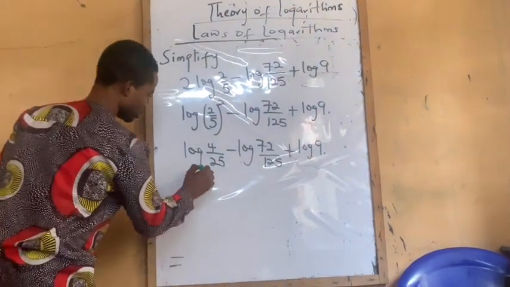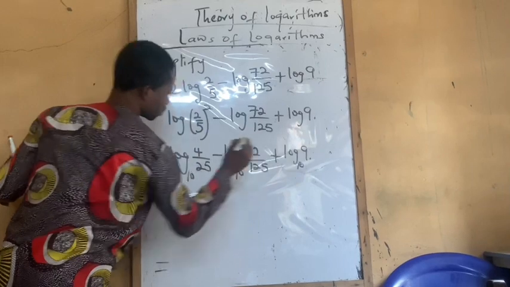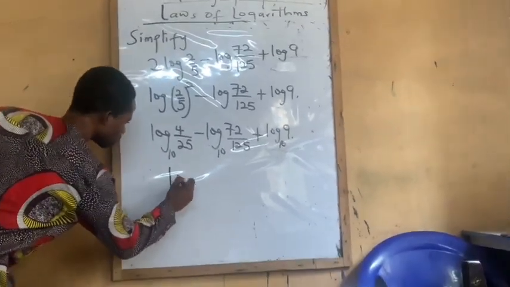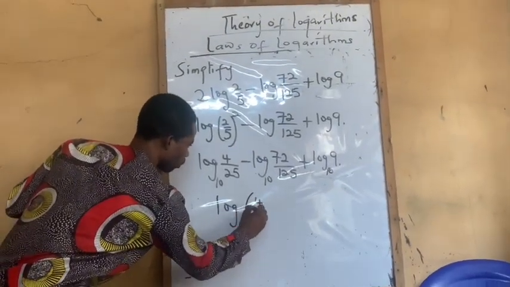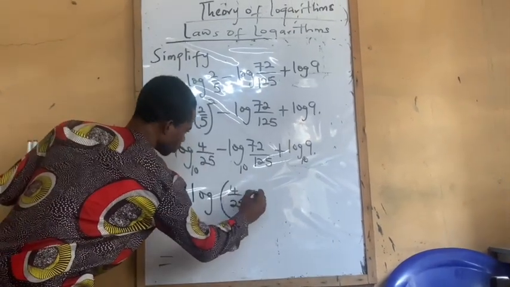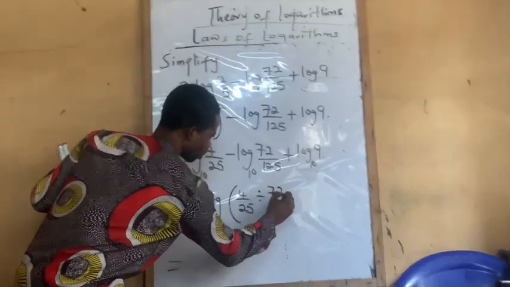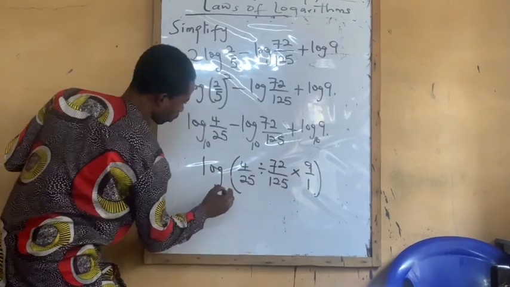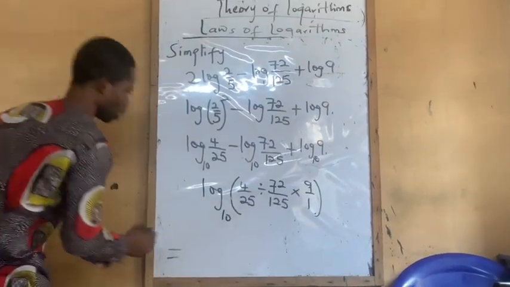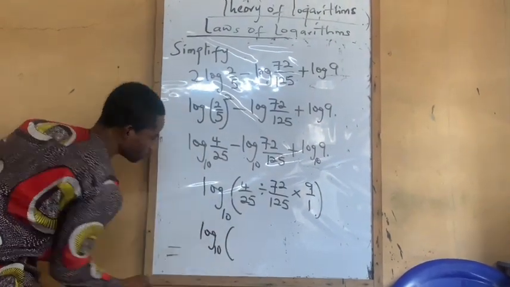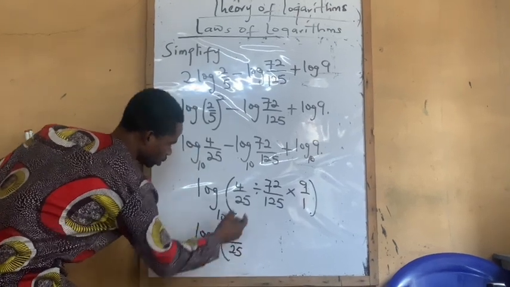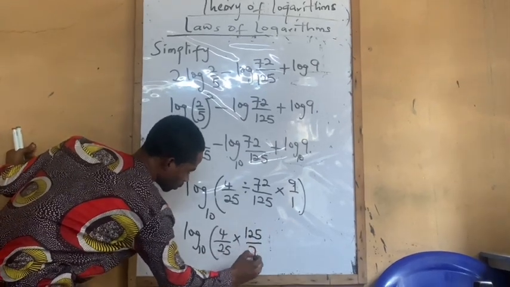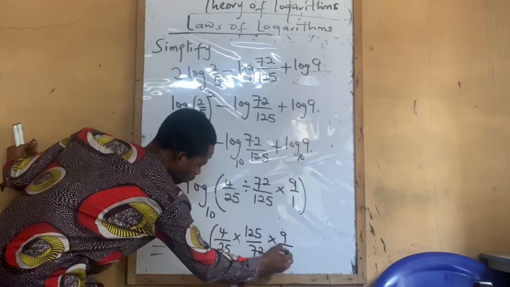According to the law, don't forget, they have a natural base called base 10. So according to the law, we just say log, open the bracket, 4 over 25, the minus you change to division, divided by 72 over 125, plus you change to times 9 over 1, all in base 10. That means log base 10, that means 4 over 25, division will change to times, and this will go down, 125 over 72 times 9 all over 1.